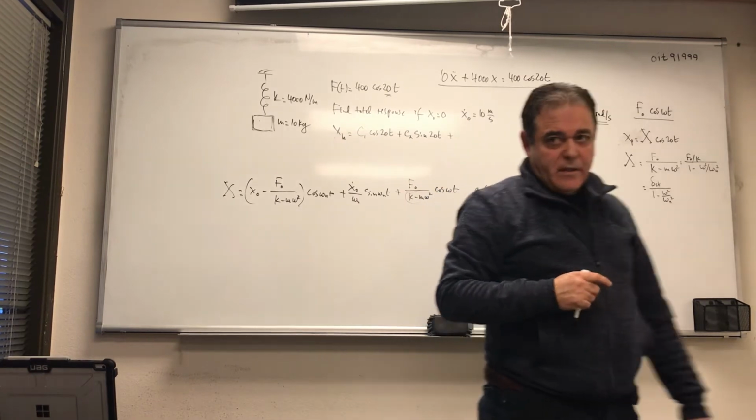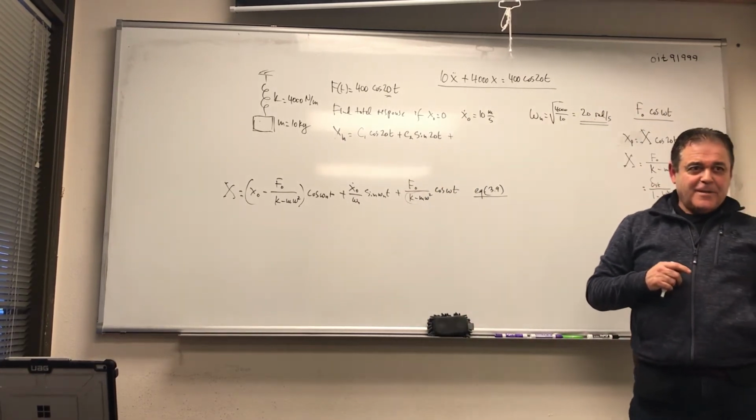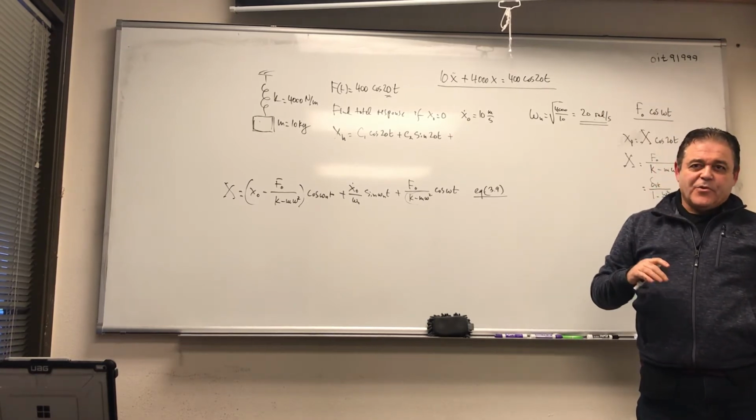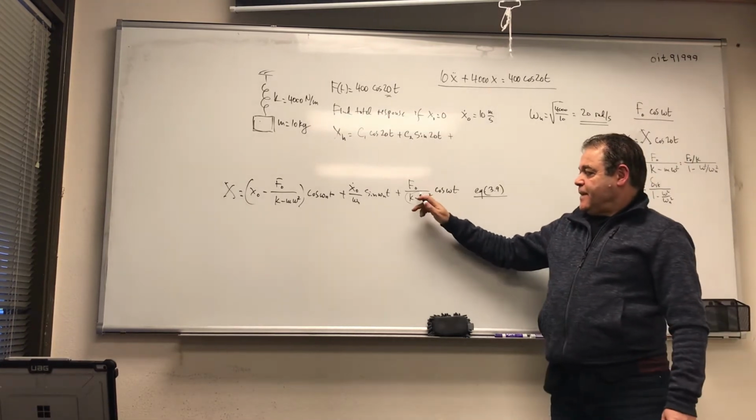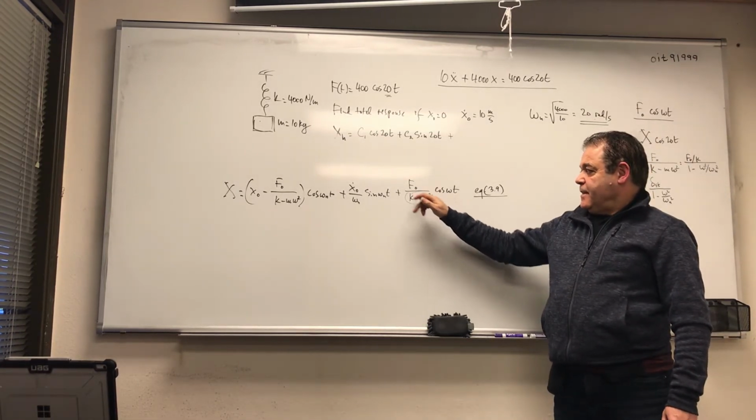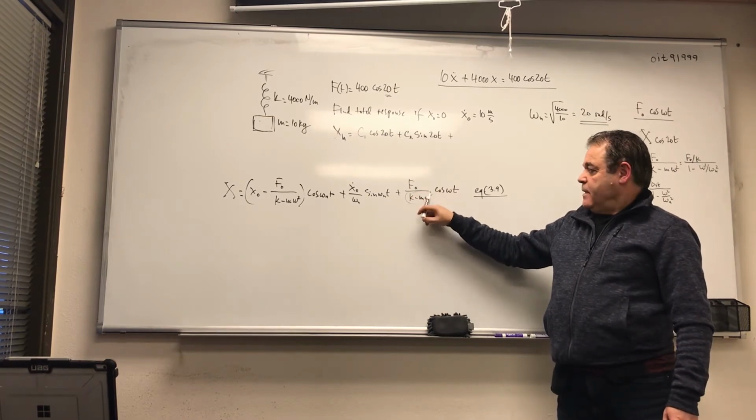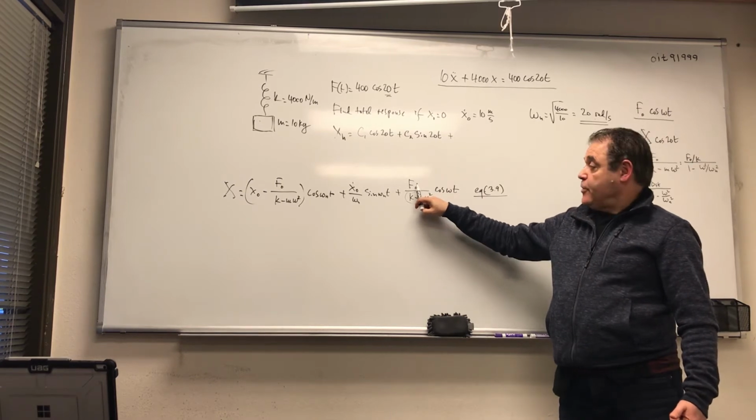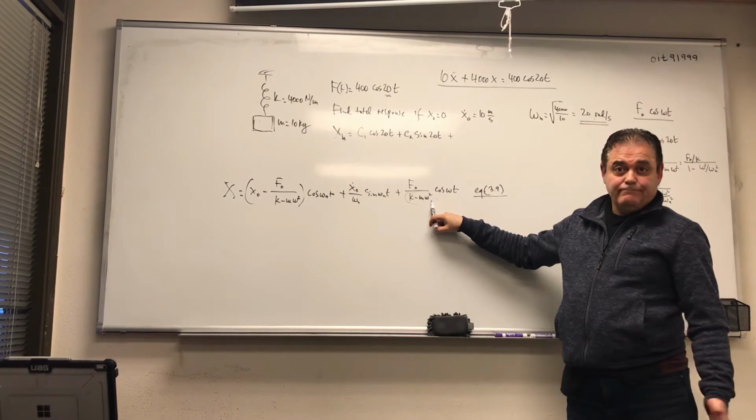It's called L'Hopital's rule. Does it ring a bell? Yes, I'm sure you've heard of it. When you have a problem like that, the value of this will be the limit, when omega approaches omega n, of the derivative of the top and the derivative of the bottom.